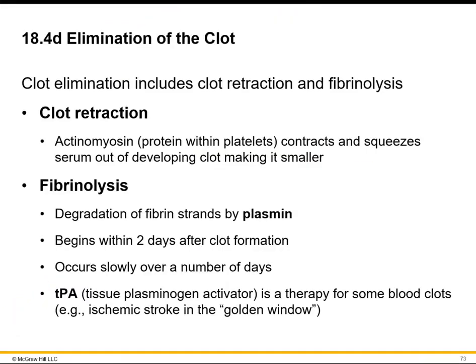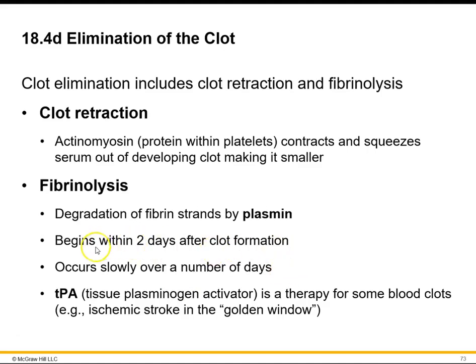Okay, how do we break down a clot? I want you to focus here on fibrinolysis. So this is going to be the degradation of fibrin strands by plasmin. Now, plasmin is an active protein that's formed from the inactive precursor plasminogen, okay?